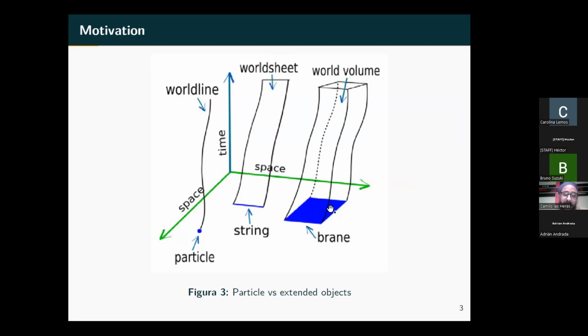And we may consider extended objects of more than one dimension. In the case of 2 dimensions, we will call it a membrane. And in the case of more than 2 dimensions, we will just call it a brane, all right? And these branes sweep what we call a worldvolume in the space-time. So by considering this, we are able to give a consistent quantum description of gravity. Therefore, string theory is a candidate for a theory of everything, in the sense that it may unify the 4 known interactions.